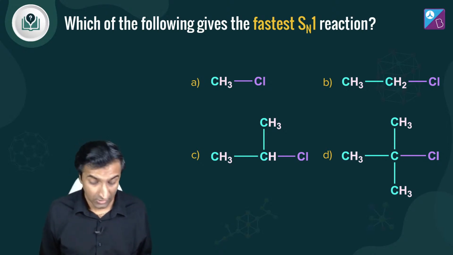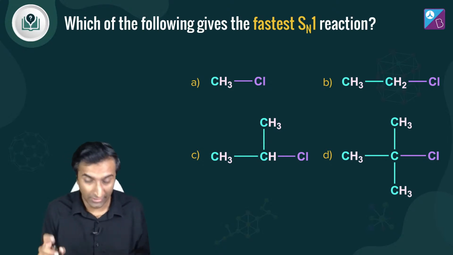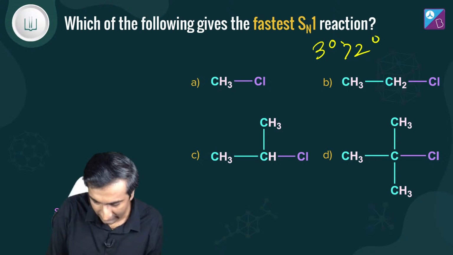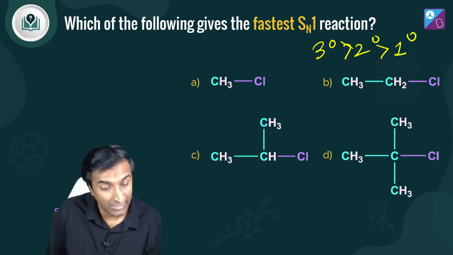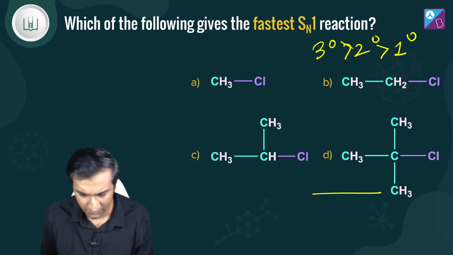What do you think? What's the answer to this one? Which of the following gives the fastest SN1 reaction? SN1, okay, not SN2. SN1 means tertiary greater than secondary greater than primary. Why? Because we are forming a carbocation. Simple one. Deepanvita is saying D. Absolutely right. A very simple question.